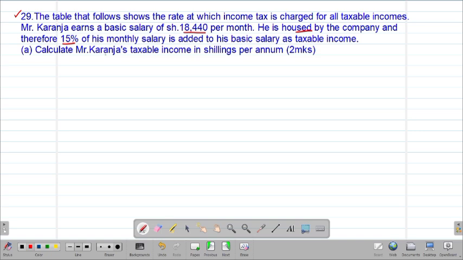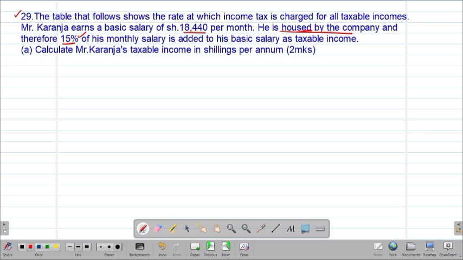So we are required to calculate Mr. Karanja's taxable income in shillings per annum. Remember, in this case, we are told that Mr. Karanja is housed by the company. Therefore, in this case, we're going to consider 15% of his basic salary as the house allowance.